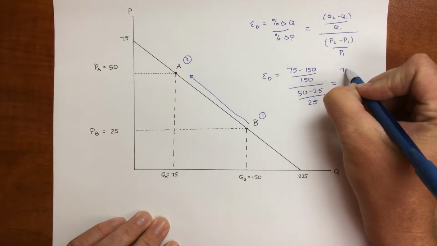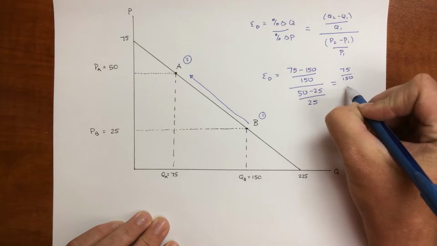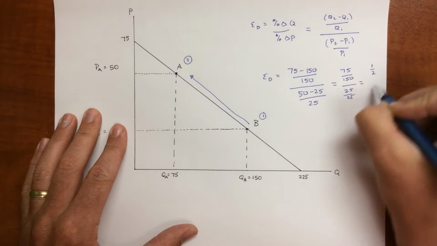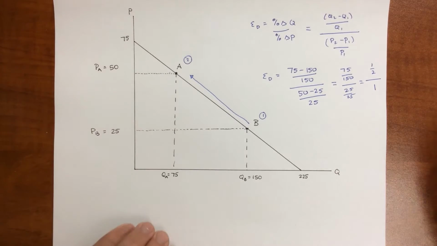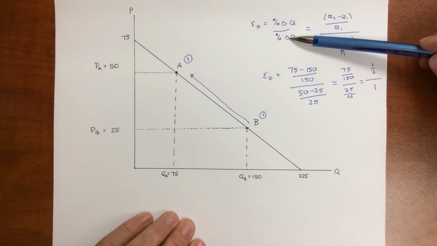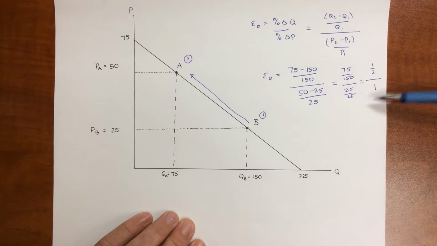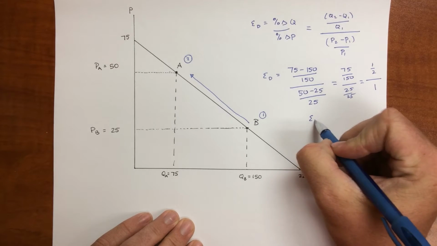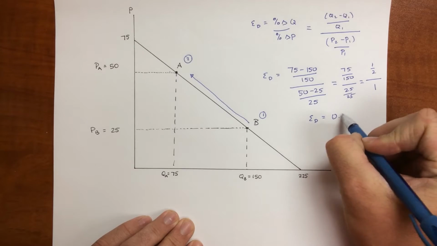So here we'll get 75 over 150, 25 over 25. So we have 1/2 divided by 1. What this tells us is that if the price goes up by 1 percent, the resulting percentage change in quantity is 1/2. Or in this case, our elasticity of demand is equal to 0.5.